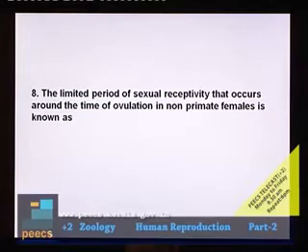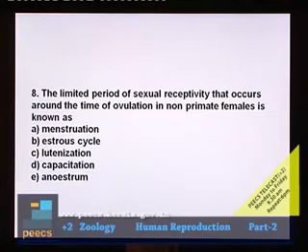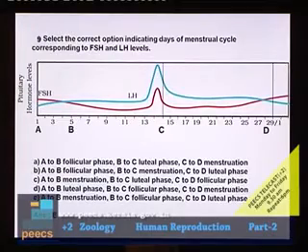Okay. Now coming to question number 8. The limited period of sexual receptivity that occurs around the time of ovulation in non-primate females is known as, in non-primate females it is the estrous cycle, whereas in primates it is the menstrual cycle. So you can pick from the options. It is very easy. It is option B, estrous cycle. Luteinization is the formation of the corpus luteum. Capacitation is the activation of the sperm cell. It will happen in the reproductive tract. And anestrus is a phase during which the female is not at all receptive, or not ready for mating. It is in the case of non-primates. So here the answer will be estrous cycle. Answer B.